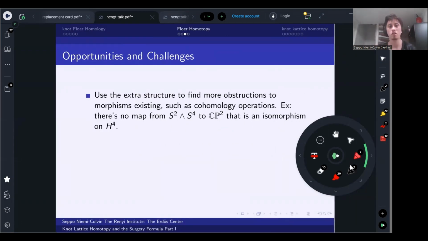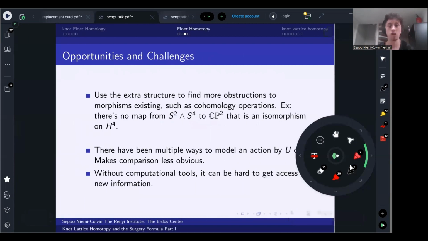So some opportunities. If we can distinguish between some things that look like S2 wedge S4 and CP2, we could, for example, use cohomology operations like the ring structure, or even, if we're dealing with things like spectra, Steenrod squares, to obstruct a map from going from this to this that's an isomorphism on the fourth cohomology or fourth homology. In particular, these extra cohomological operations can really detect that we were gluing our cells together in a non-trivial way. And therefore, they obstruct things that we might want to in our previous argument.